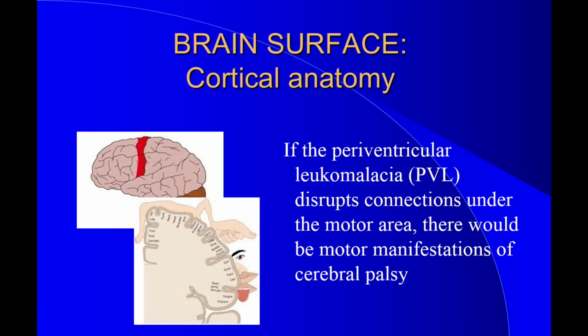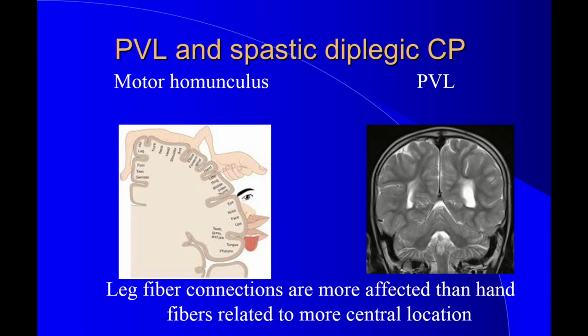And we see in cerebral palsy relatively less challenge with communication skills in people with periventricular leukomalacia. So it disrupts the connections under the motor area more profoundly because of this more central location. The leg fibers are running right into that periventricular area more often than the arm fibers. This is a picture of somebody upright, looking forward, this little MRI. It's a different view. We're looking at them from behind.